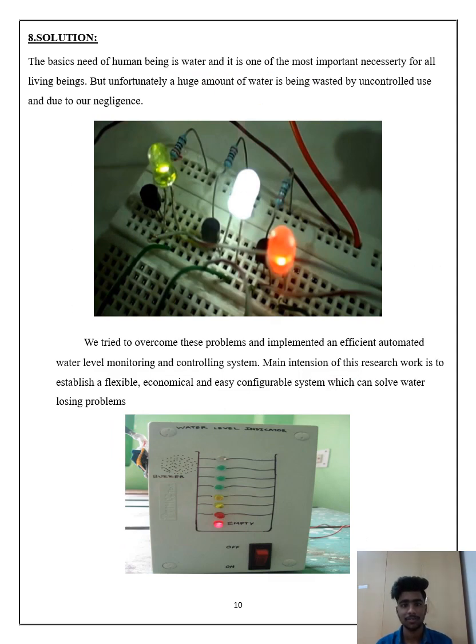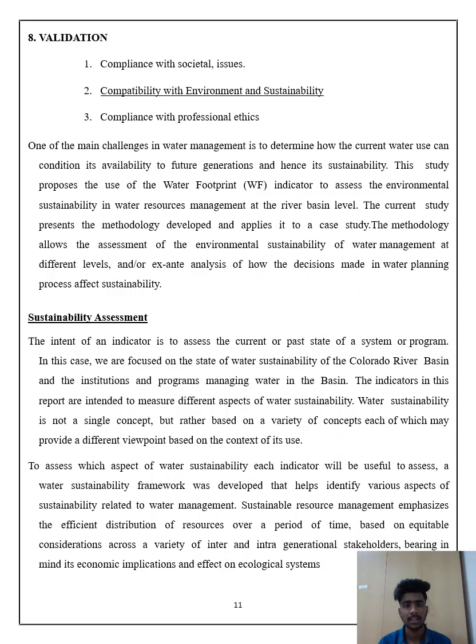Solution. The basic need of human beings is water, and it is one of the most important necessities for all living beings. But unfortunately, a huge amount of water is being wasted by uncontrolled use and due to our negligence. We try to overcome these problems and implemented an efficient automated water level controlling system. The main intention of this research work is to establish a flexible, economical, and easily configurable system which can solve the water losing problem.